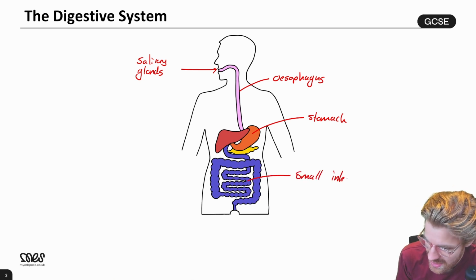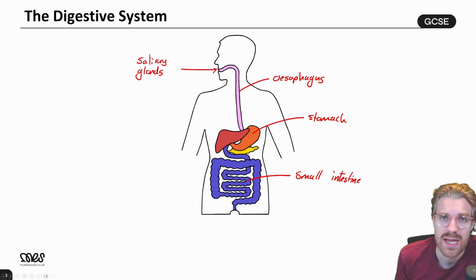Now, the small intestine is where the majority of the absorption takes place. Now, there's two different things going on in the digestive system. We have digestion, which is the breakdown of large complex molecules into smaller soluble molecules. So, for example, substances like carbohydrates are too big to be absorbed. They are also insoluble, which means they cannot be dissolved.